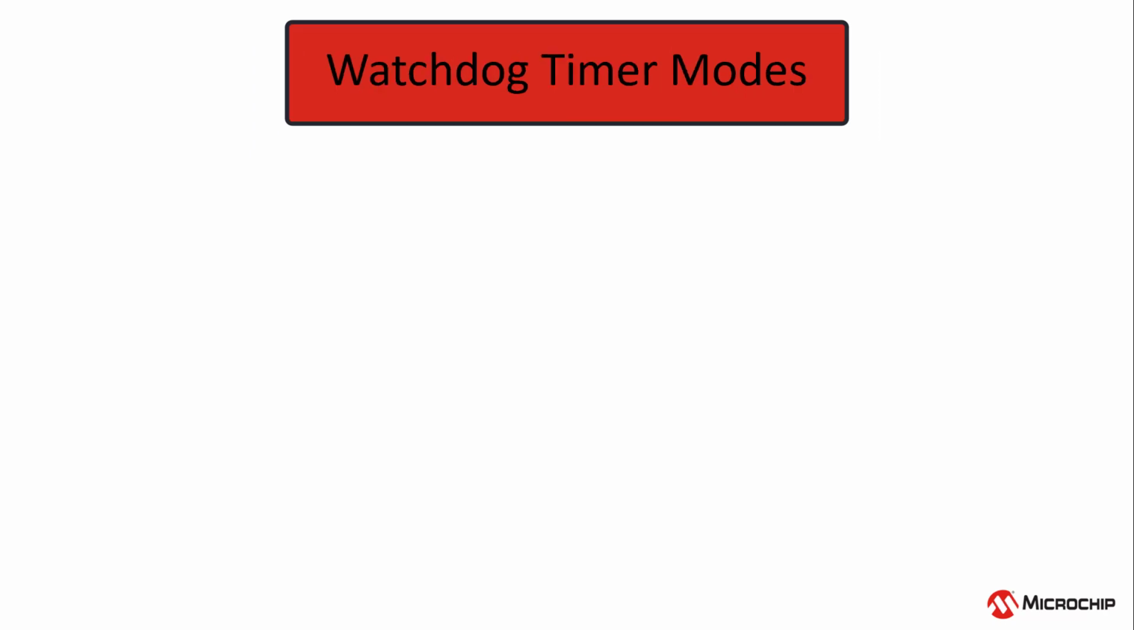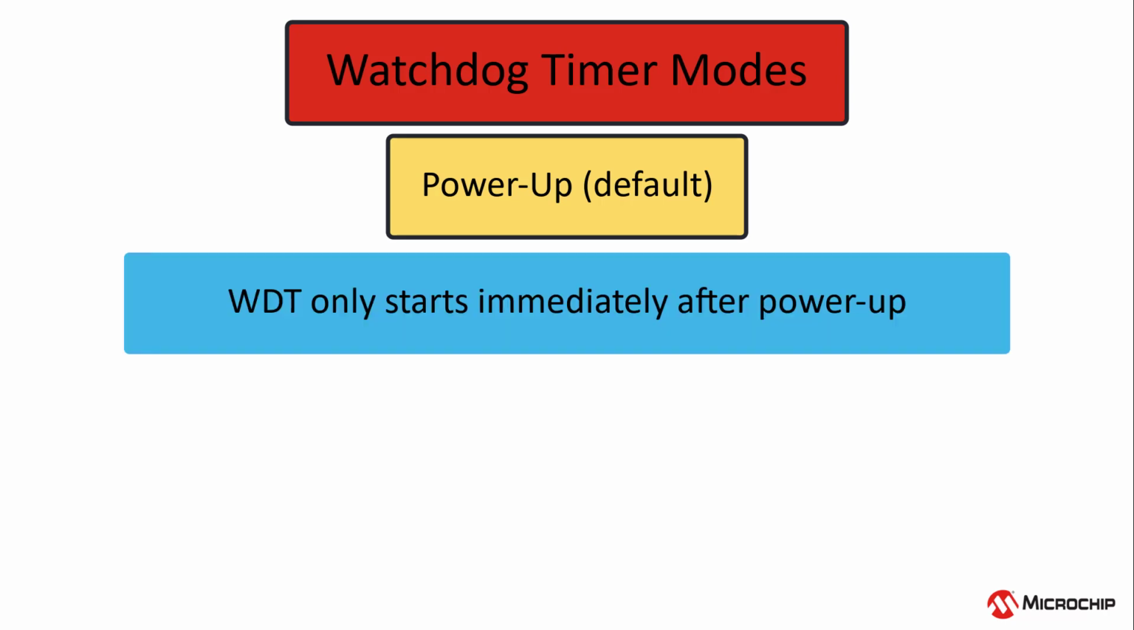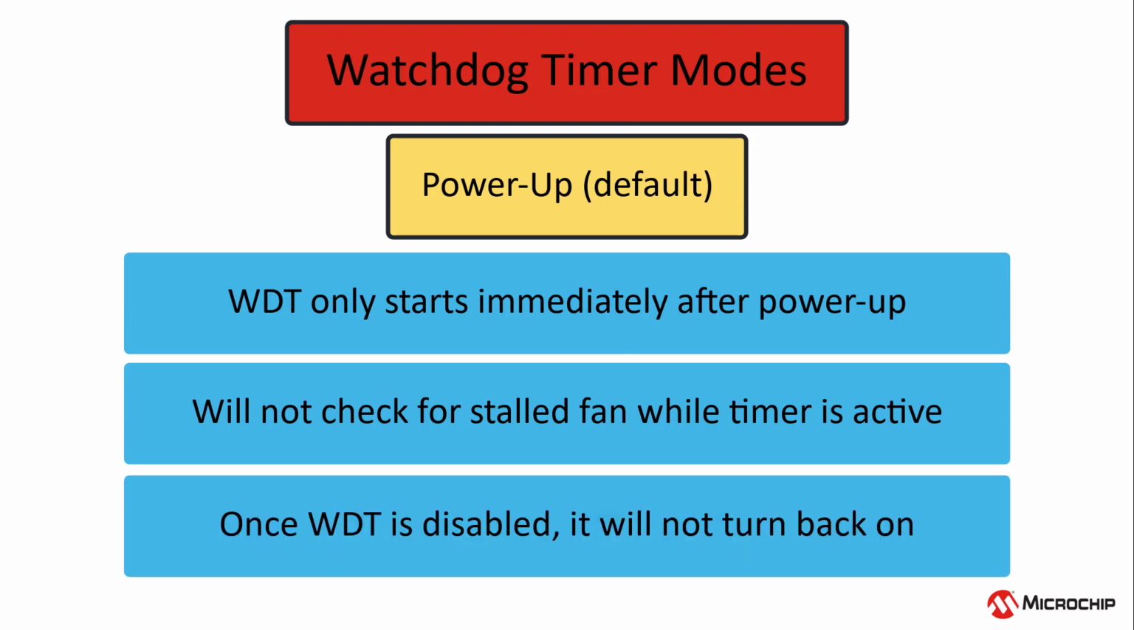So what are the different modes of operation for the watchdog timer? The default mode is power-up operation, where the watchdog timer only starts immediately after power-up. While the timer is active, the part will not check for a stalled fan condition. In this mode, once the watchdog timer is disabled, it will not turn back on.